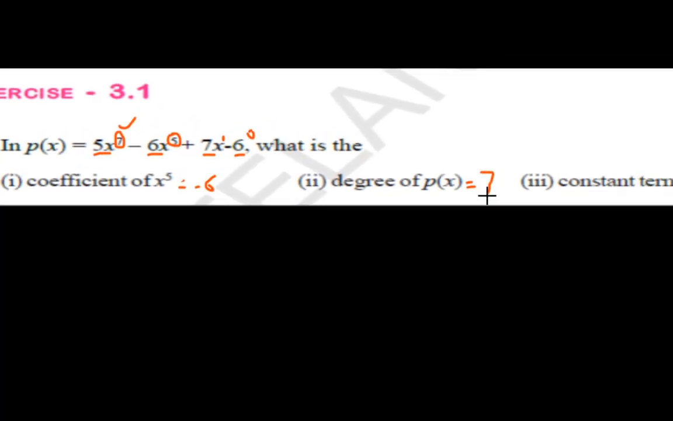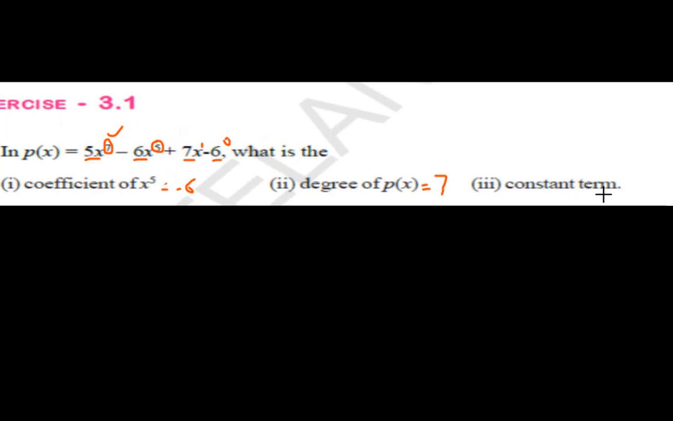7. Now the third question, that is the constant term. So what is the constant term in this polynomial? The fourth term, that is minus 6, is the constant term here. So the constant term is minus 6.